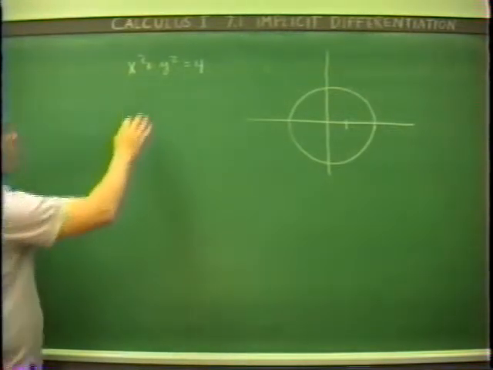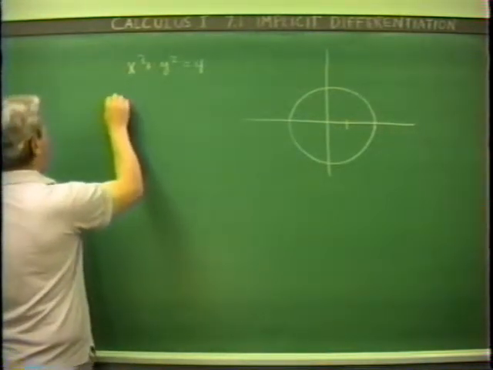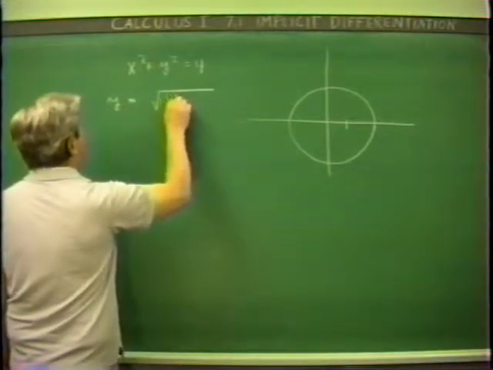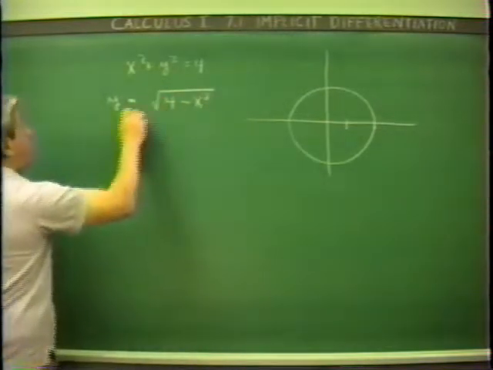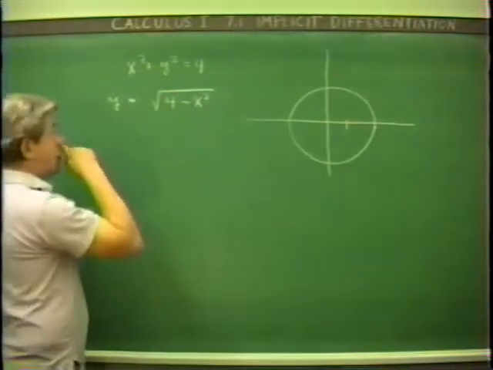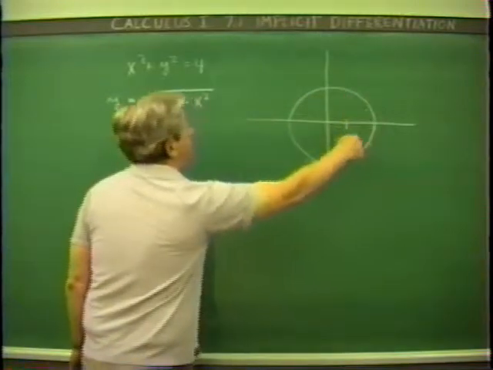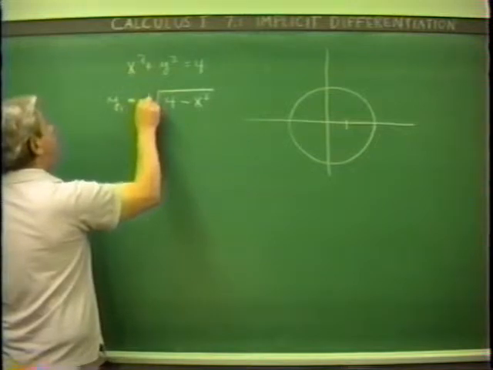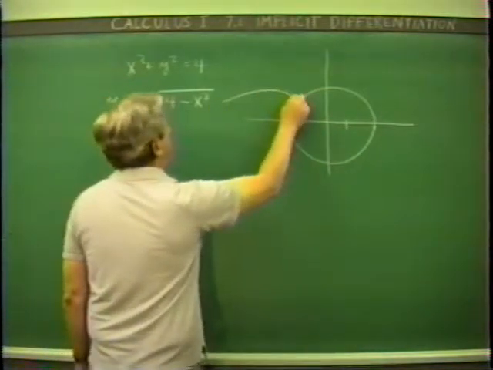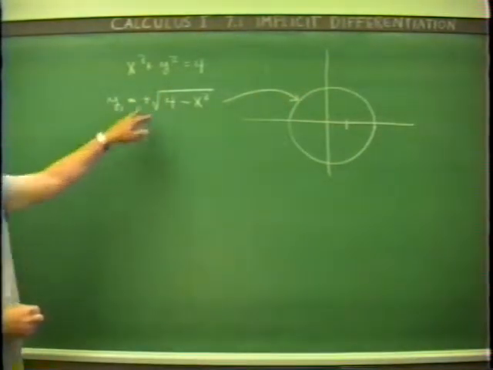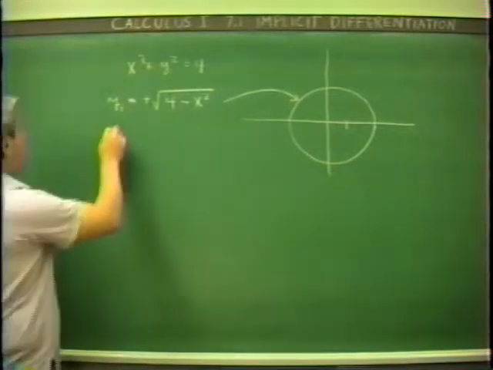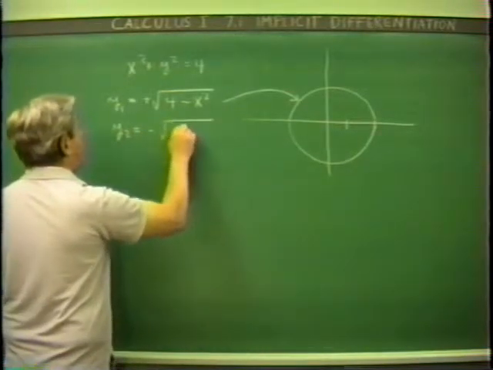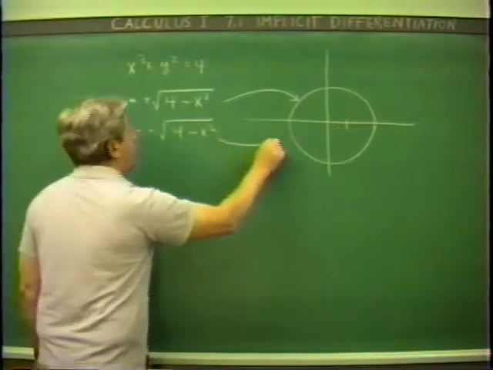And if we solve this for y, we find that y is equal to the square root of 4 minus x squared. Actually, plus or minus the square root. The circle can be broken down into two halves, its upper half and its lower half, and you then get two functions. y1 describes the upper half of the circle. It's plus the square root of 4 minus x squared. y2 equal to minus the square root of 4 minus x squared describes the lower half of the circle.